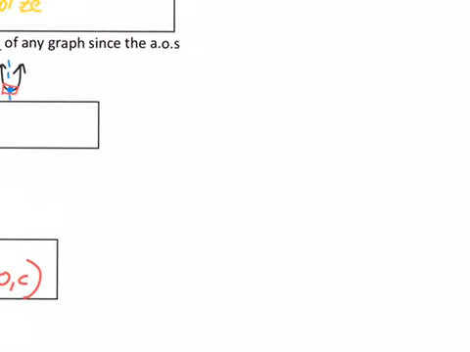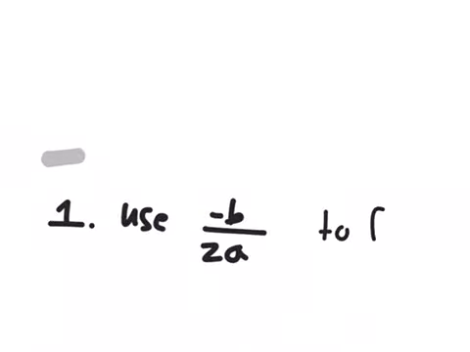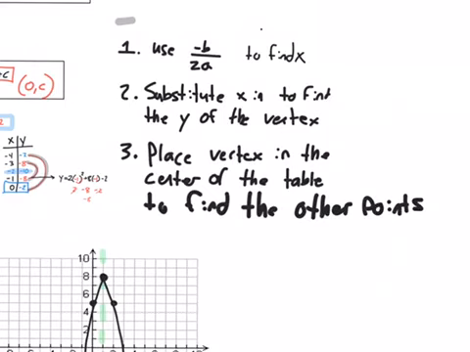All right, so in step 1, you use negative b over 2a to find x. Step 2, you substitute x in to find the y of the vertex. And then once you have that vertex, you place the vertex in the center of the table to find the other points. And then you get them graphed. So that's the big 3 there on how to take down these graphs.